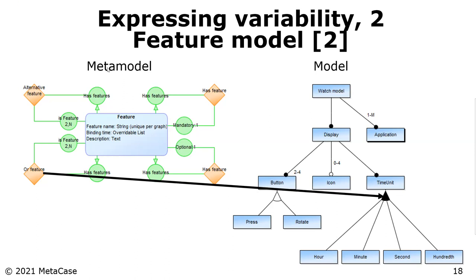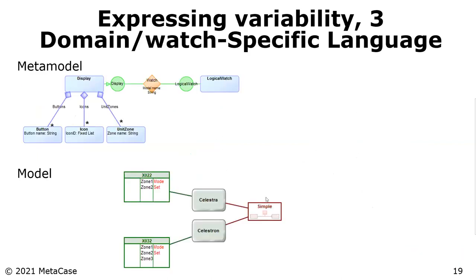Basically, we can use the same meta model to also create languages that are dedicated to the variation within a specific product line. I demonstrated it to you earlier with the example of this watch product line, where we have two products in this sample model, and this model is expressed with this meta model.